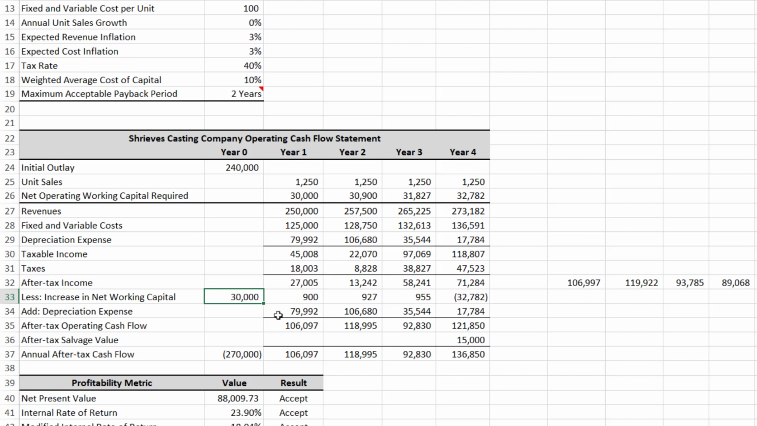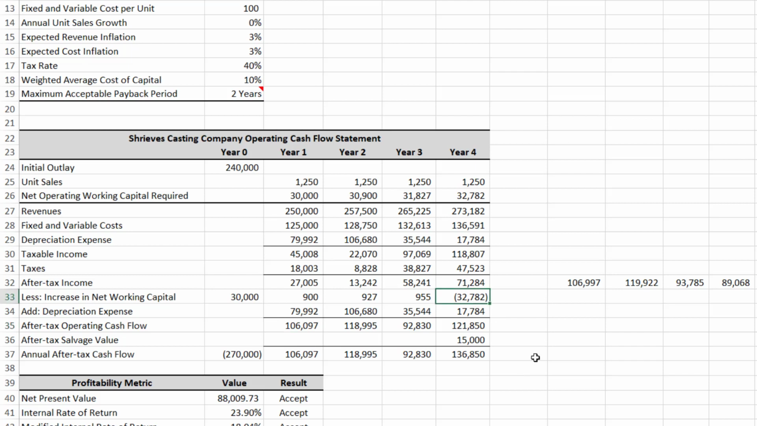And then what we care about is the additional investment. So we already invested $30,000. Now we need to have $30,900, so we have to invest in another $900. All in all, we have an after-tax cash flow of $106,097 in year 1. Years 2, 3, and 4, we do it exactly the same way.